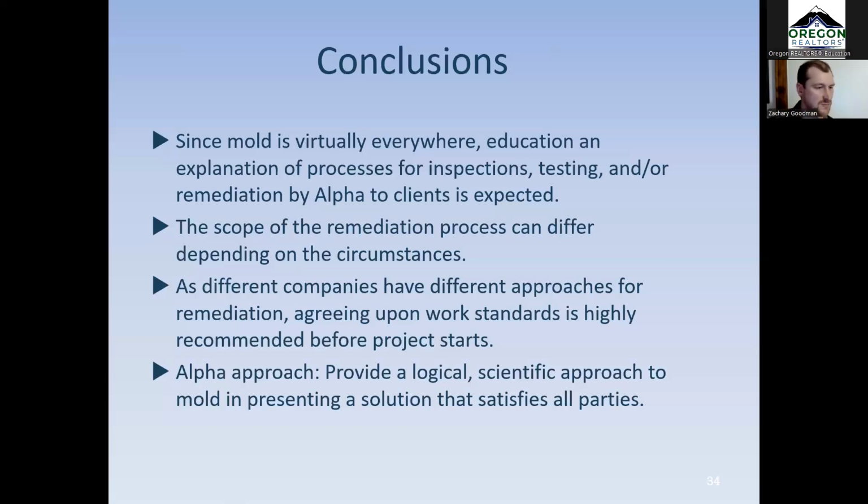Our approach is to provide a logical scientific approach to mold and present a solution that satisfies all parties. That's our endeavor. You might see in some cases where we don't meet your client's needs, if they are saying you've got to go above and beyond several times over, not only doing the SR 500, but more standards beyond that. We can do them. There have been cases where we have for real estate, but in a lot of cases, we're not abiding by those standards because of simple cost.